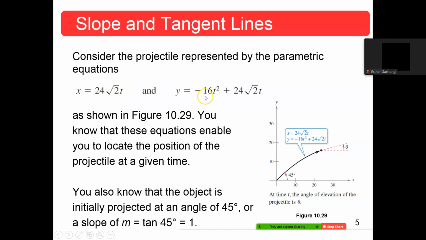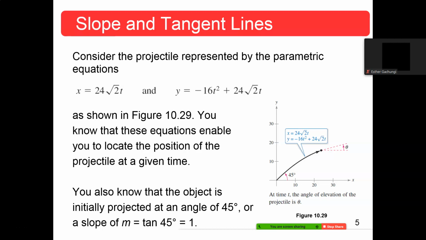Here was the y component. Gravity was always pulling that thing down, unfortunately, and that was 1/2 the acceleration due to gravity, which in feet per second squared is 32 feet per second squared. 1/2 that is minus 16 because it's downward, t squared. And then the y component of the initial velocity was 24 root 2 t, just like the x component was, because at 45 the x and the y components are the same.